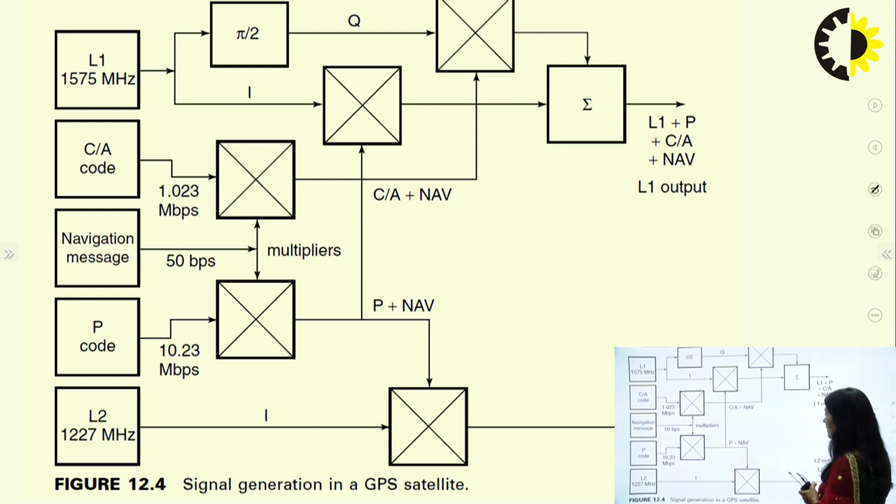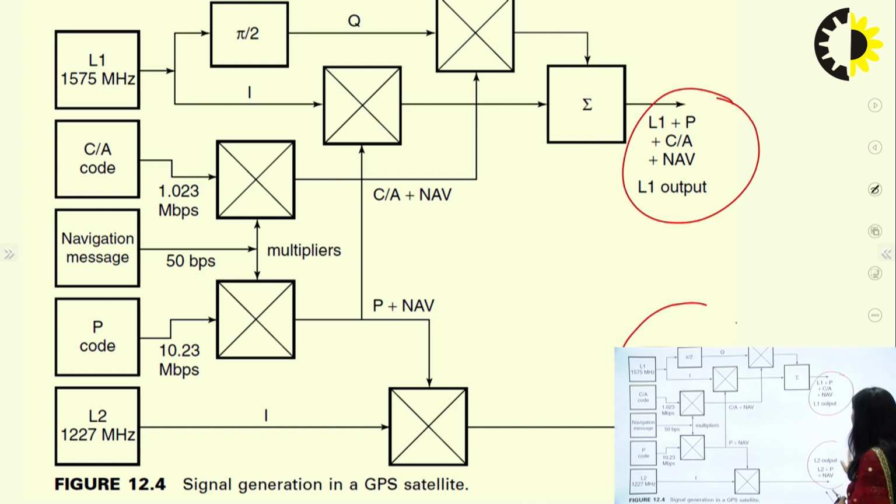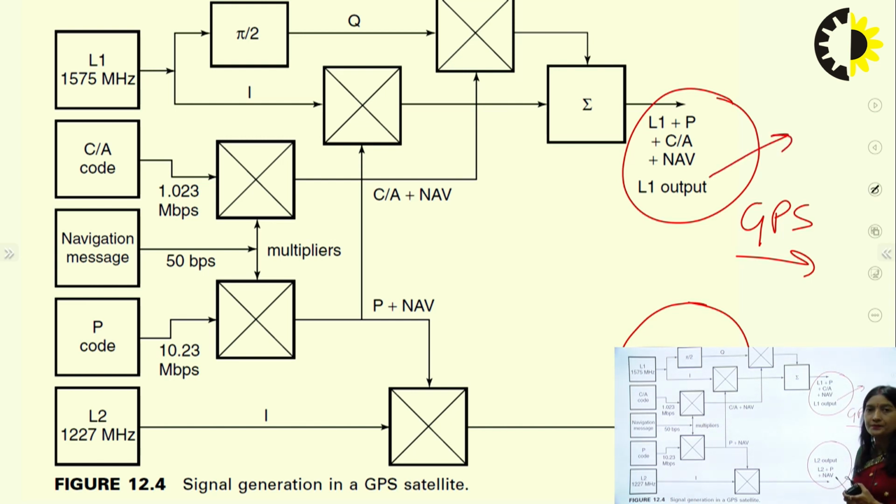So this is the signal generation in a GPS satellite. As I told you, we have two types of signals that we are transmitting. These two signals are transmitted by a GPS satellite every time. So both signals are transmitted. If we want the signal for civilian purposes, we will use the L1 signal. And if we want to use the signal for military applications, then we will use the L2 signal.